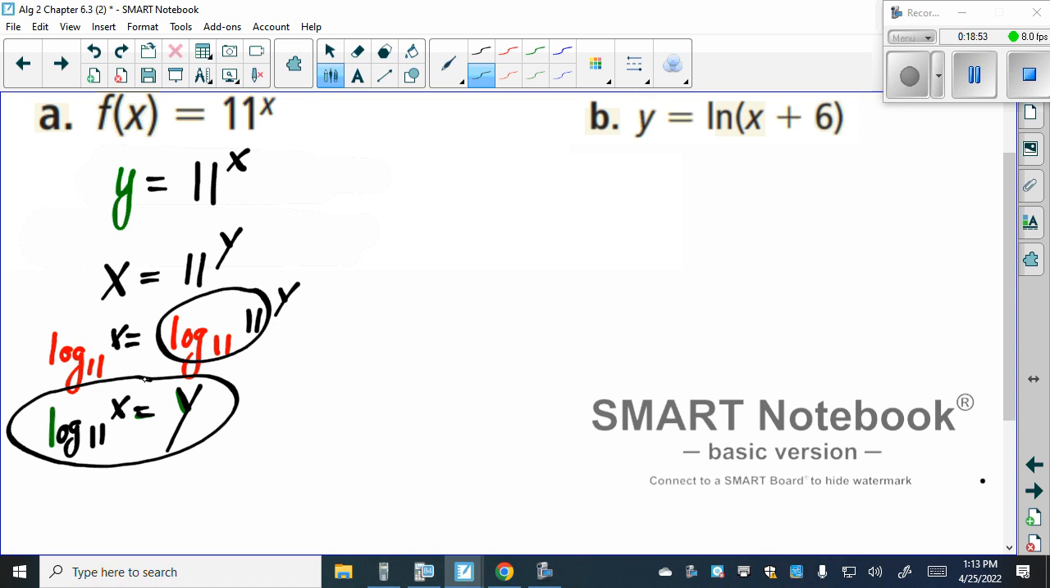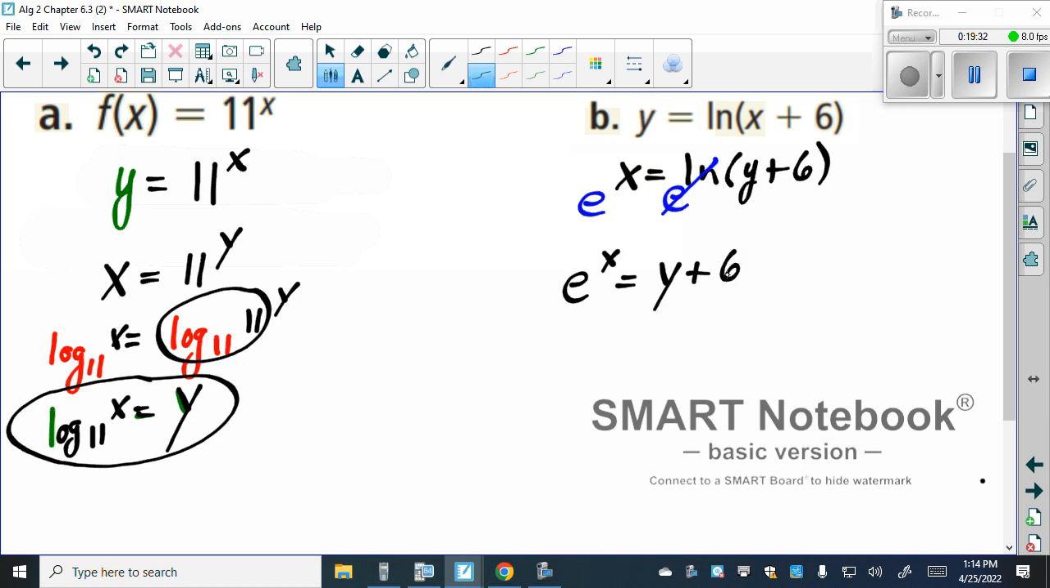Let's look at B. Now, B, they already wrote it as y equals, so we don't have to rewrite f of x. So the first thing we can do is switch x and y. X is equal to the natural log of y plus 6. So this time we were taking it from logarithmic to exponential. So we'll need to apply a base to both sides. And what base can we apply? E. Because e to the ln simplifies out, and what that tells us is that we have e to the x is equal to y plus 6.